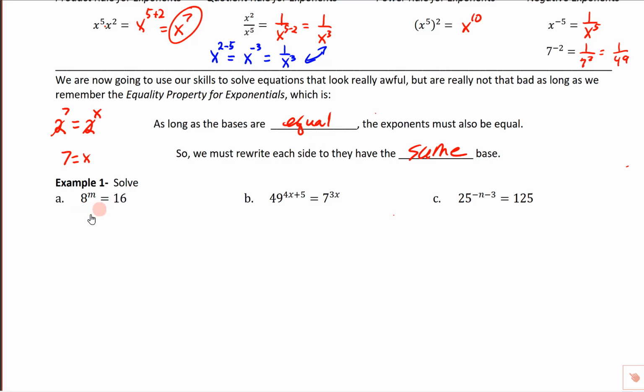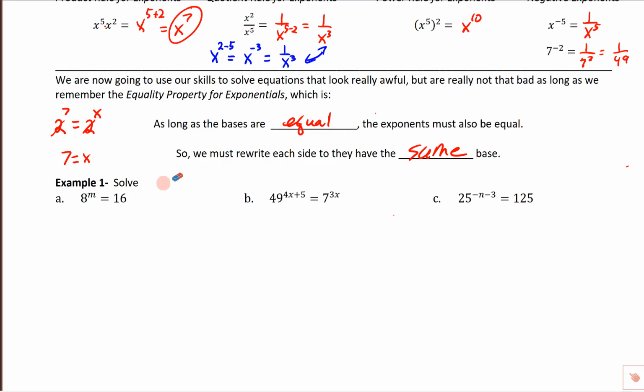Well, let's take a look at this one right here. This one's a little bit more complicated. So this one we have 8 to the m equals 16. Well, in order to apply this exponential property of equality, we've got to write these both as exponentials, and they've got to have the same base. Now, before you stop and think, oh, that's just 8 squared, that's not how it works. 8 squared would be 8 times 8, so that would be 64.